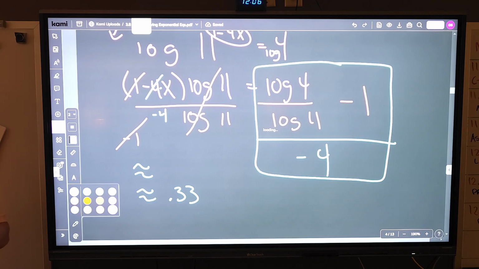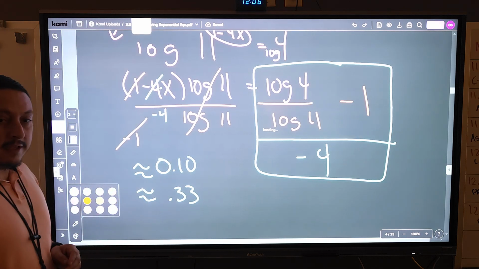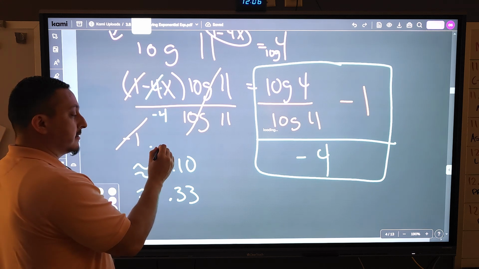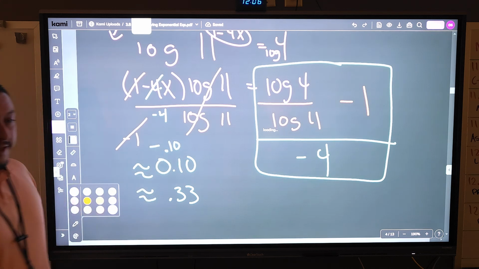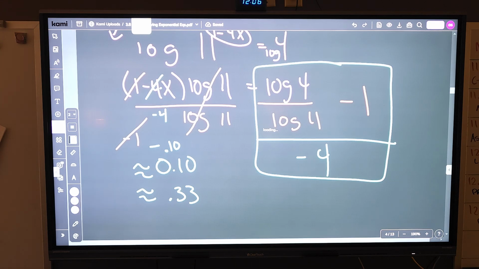I got 0.10? Negative 0.10? Okay, so that is the issue, right? We're getting different answers, so let me fix that. It's 0.10? Okay, let me show you. I need to write it down. We need to figure out how to plug it in, because it doesn't do us any good if we do all this and then we're plugging it in wrong.